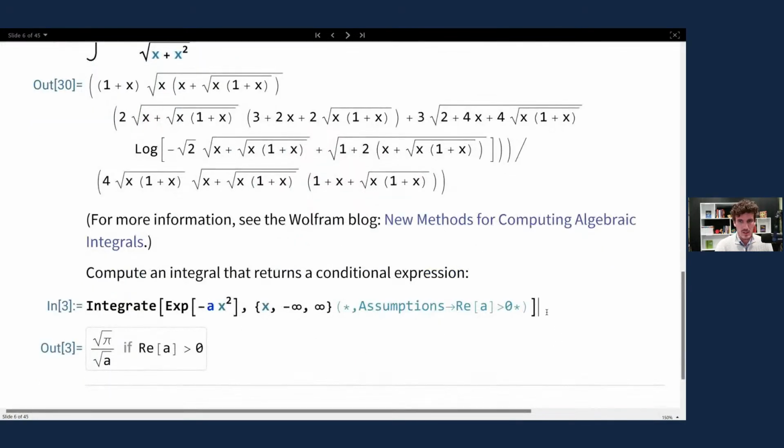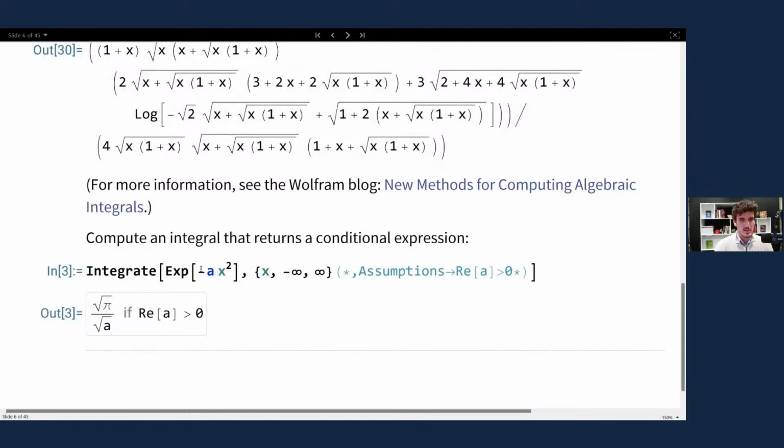Here's another example I wanted to share, where we just integrate the exponential of minus a x squared between minus infinity and infinity. And notice how a is kind of blue here, meaning that it's not defined. So let's just run this. Okay, here's the result. It's the square root of pi over the square root of a if the real part of a is greater than 0.